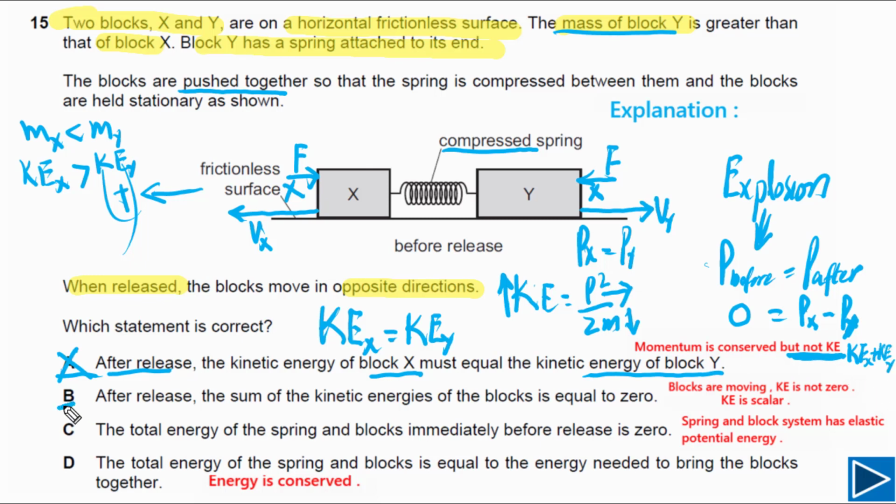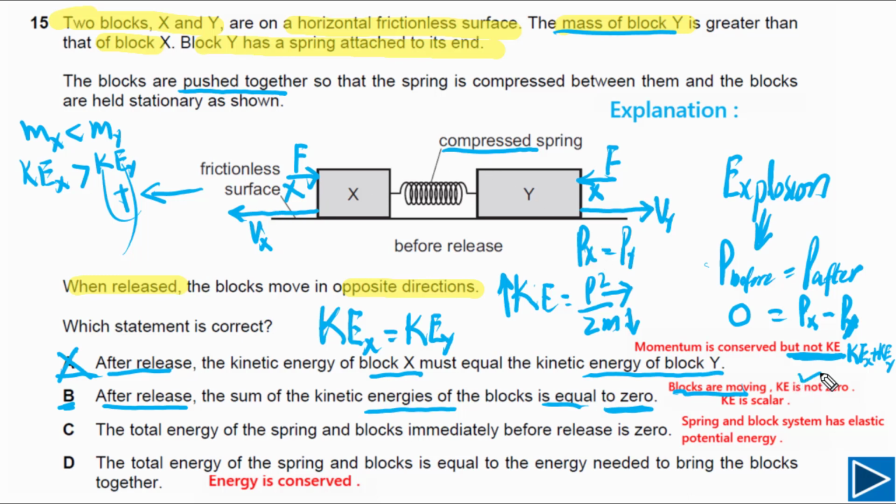Let's move on to option B. For option B, it is given after release the sum of kinetic energies of the blocks is 0. So that is not true because after release blocks are moving with certain velocities. As we said, the velocity of block X is Vx, and the velocity of block Y is Vy.